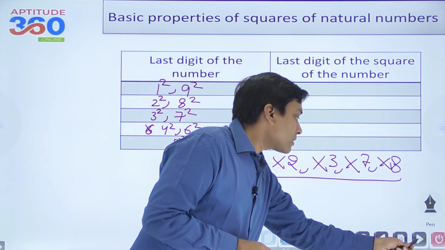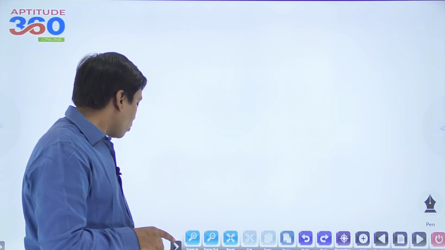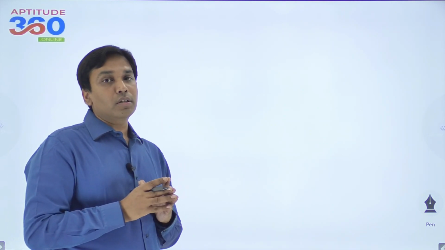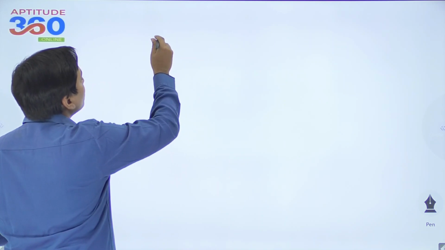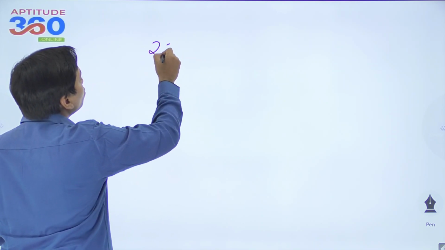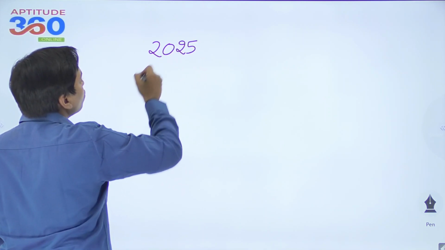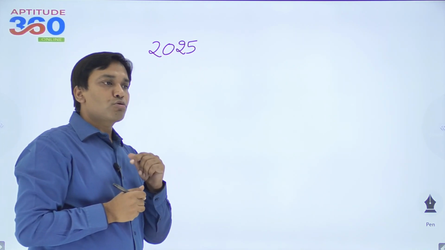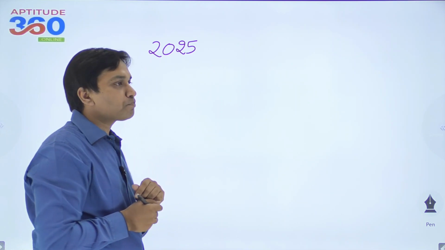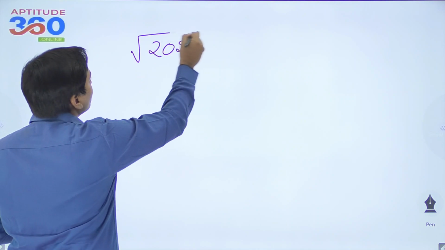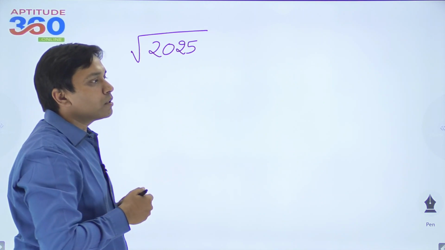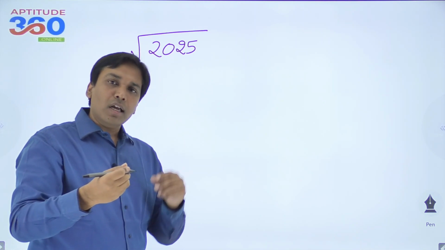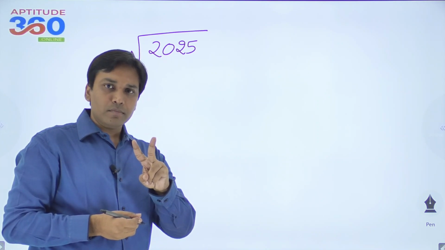Having said that, let's talk about the methodology of finding out a perfect square number or the square root of a perfect square number. Say I take this example: what if I have 2025? You know how to find the square root of 2025, because 2025 is the square of 45, right? Now see this. How do I do that? It's pretty simple. If it is a 4-digit perfect square number, then its square root is going to be a 2-digit number.